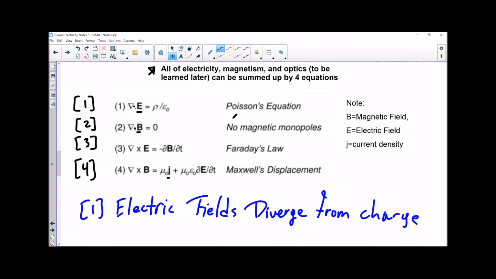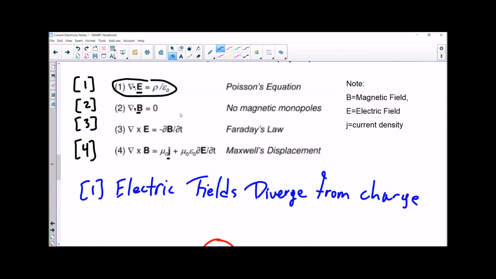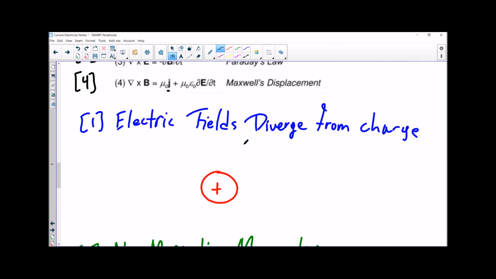So what I'm going to do is tell you these 4 laws of nature, and that'll kind of get into what Ludo was saying. These are the fundamentals. This is where everything comes from. So this first equation, what this equation means mathematically is, electric fields diverge from charge. Or in other words, if I have a charged particle, electric fields go away from it.